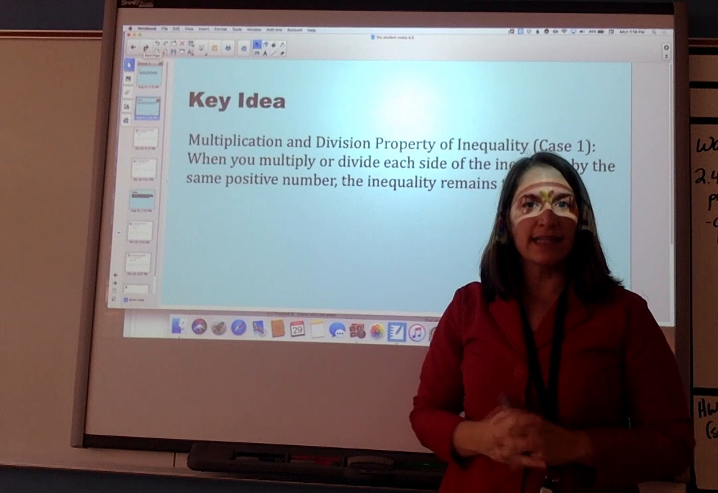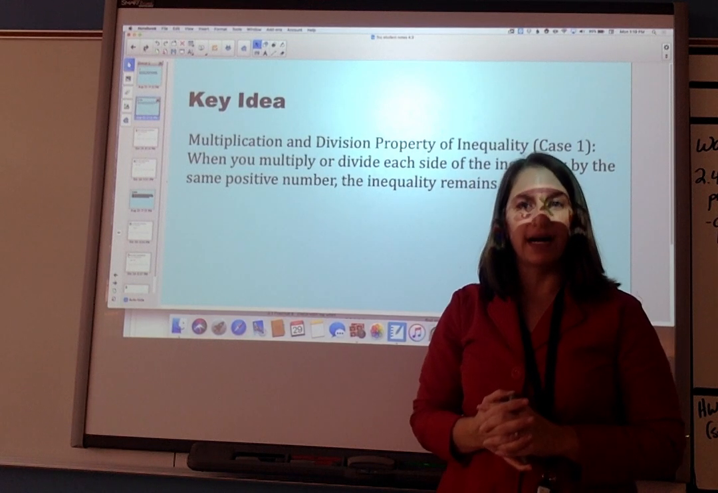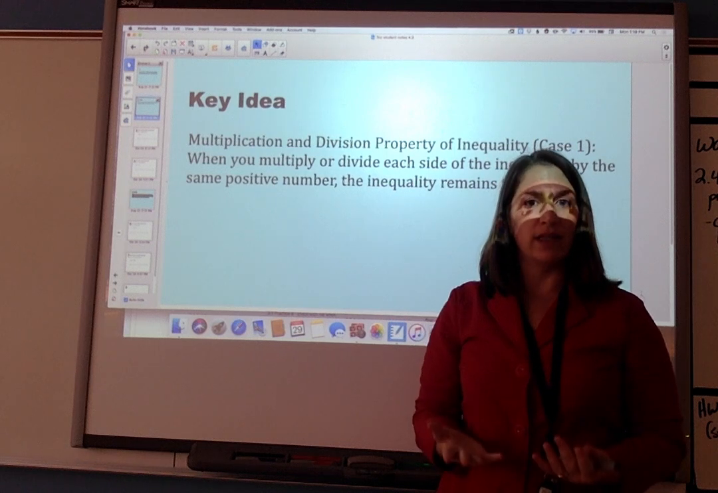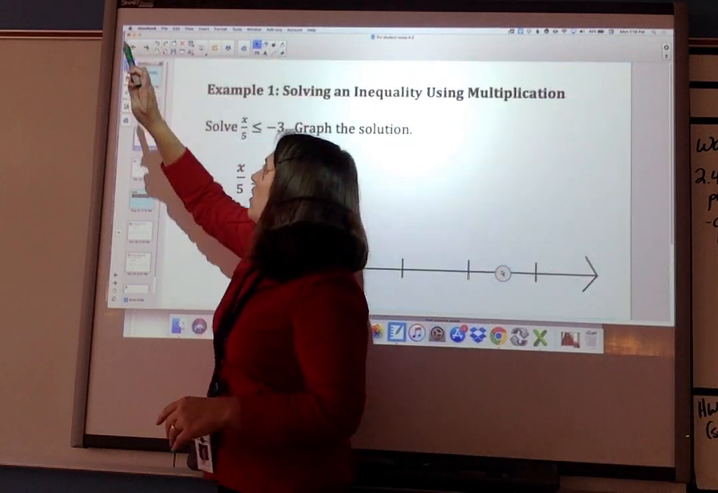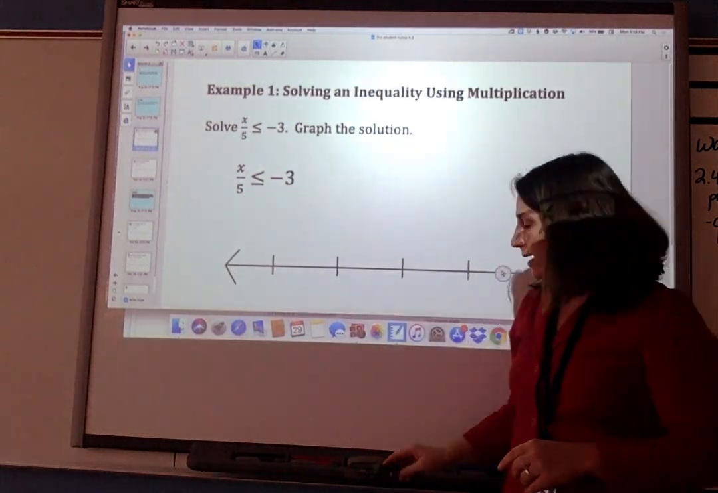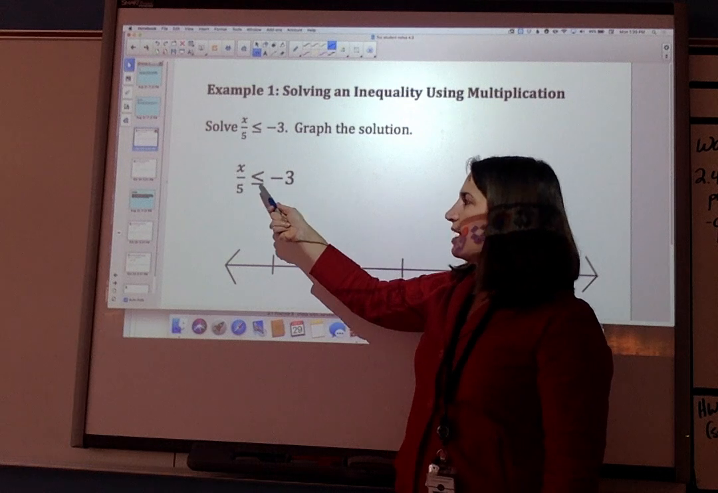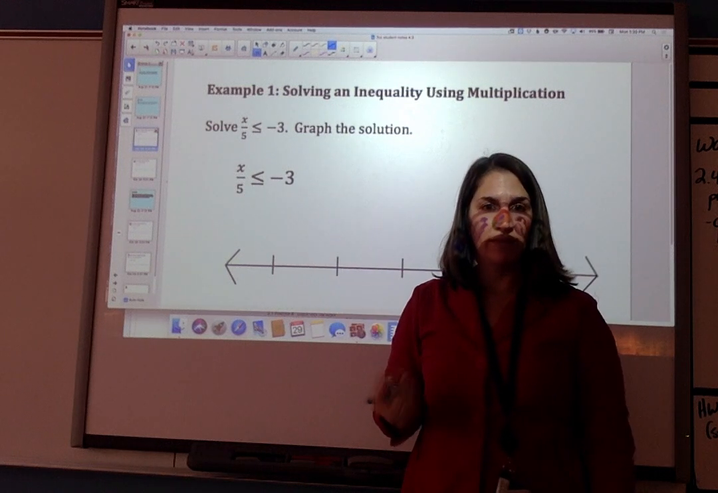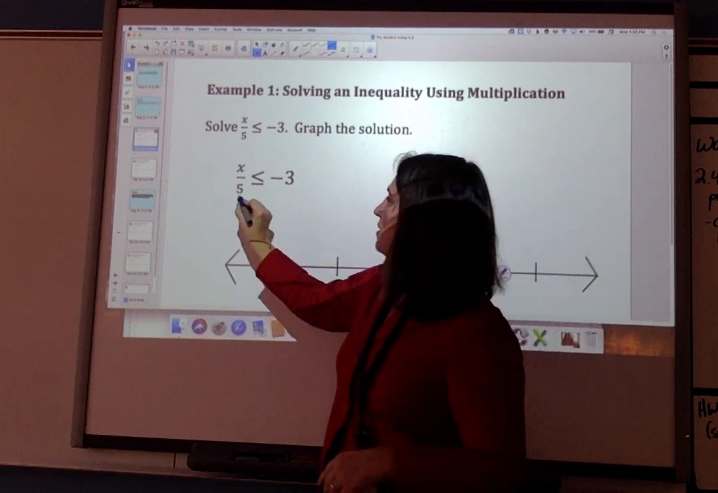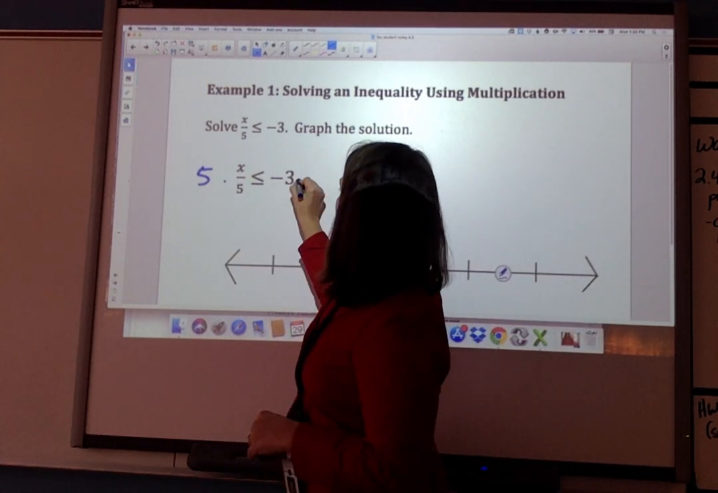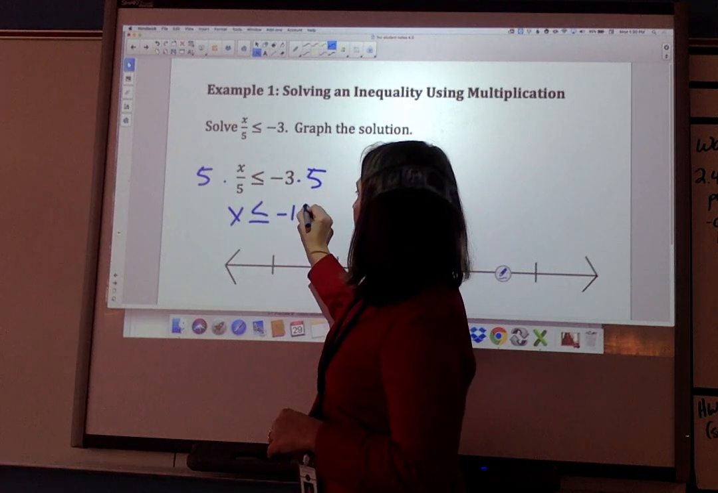And in the first case, this is where we multiply or divide each side of the inequality by the same positive number, and that inequality remains true. So all of our first examples are going to involve multiplying or dividing by a positive number. So here we have x over 5 is less than or equal to negative 3. We want to get x by itself to solve this inequality. So we need to multiply both sides by 5, and we get x is less than or equal to negative 15.